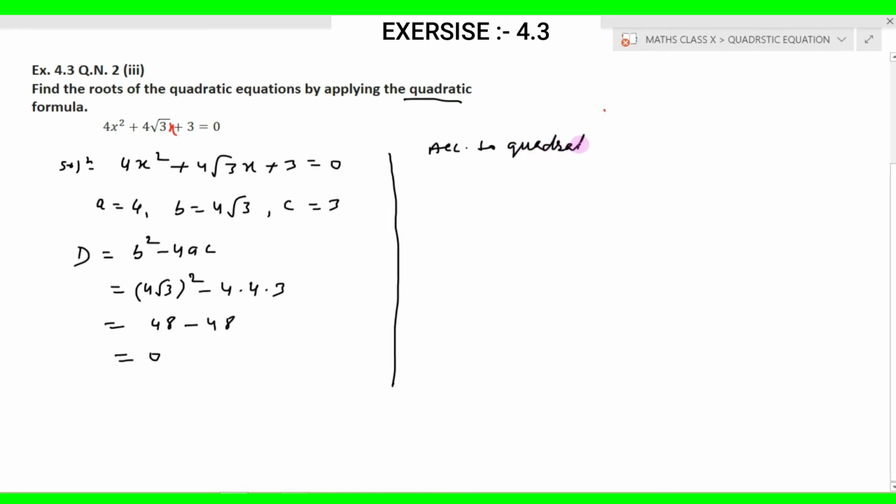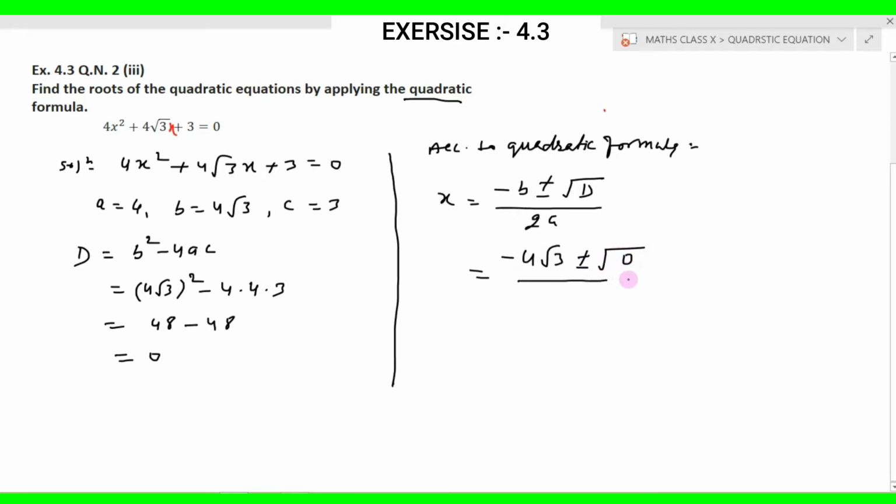the quadratic formula, we can write x is equal to minus b plus minus square root of D divided by 2a. And if you substitute the values, minus is minus, value of b is 4 root 3, so this is minus 4 root 3 plus minus square root of D, which is 0, divided by 2 into 4. Thereafter you will see that minus 4 root 3 will remain as it is, plus minus square root of 0 is still 0, divided by 2 4s are 8.